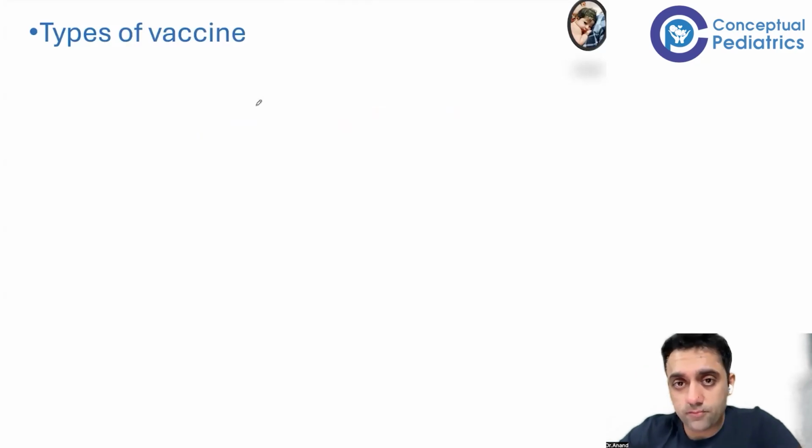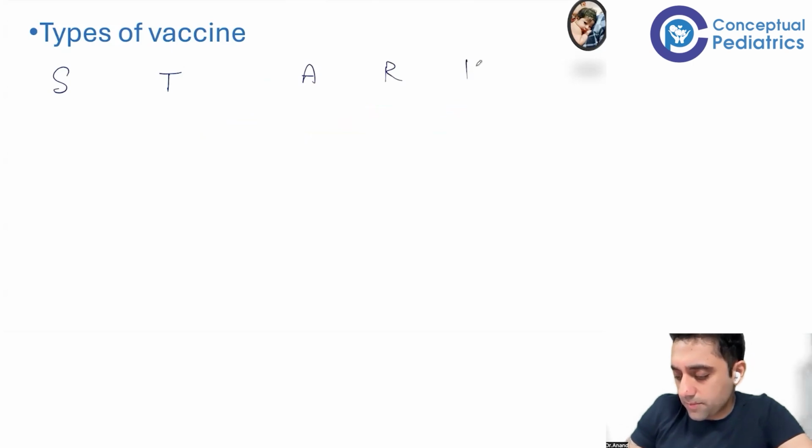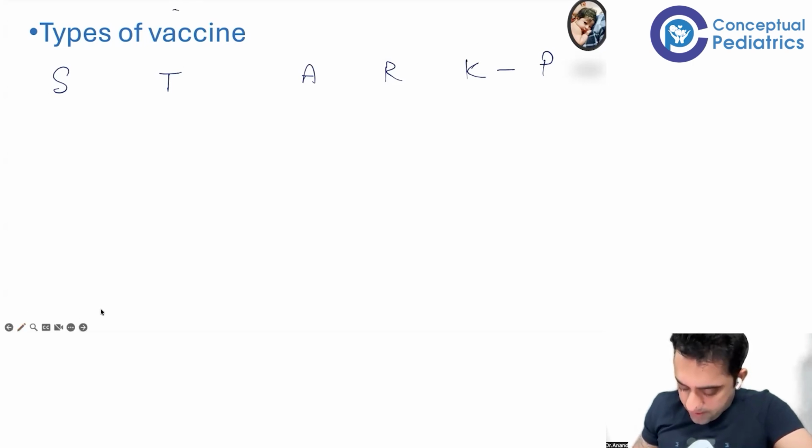So what are the various types of vaccines? Remember, we have a beautiful mnemonic. The mnemonic is nothing but Stark P. Stark P is the mnemonic for the various types of vaccines. We have it over here.